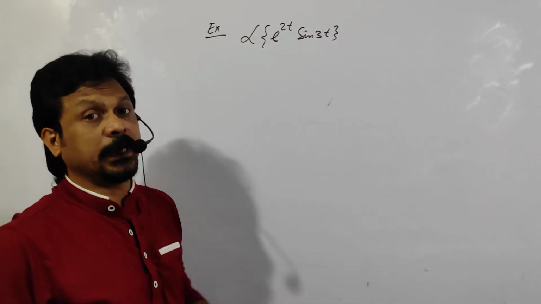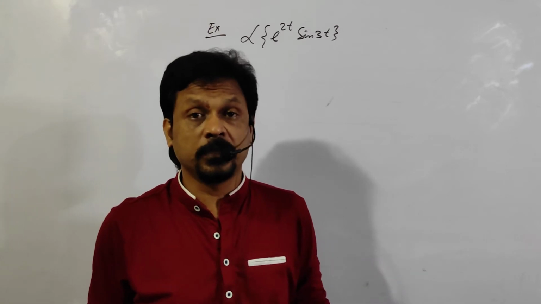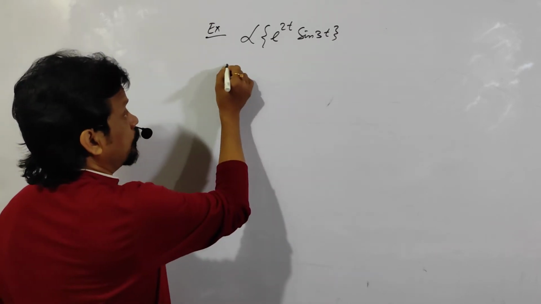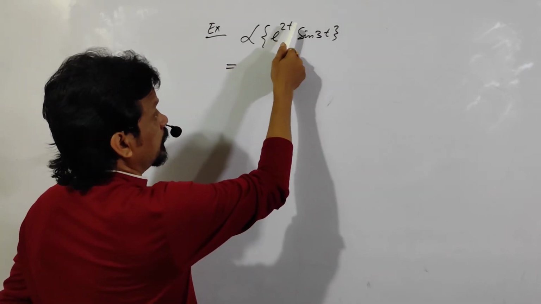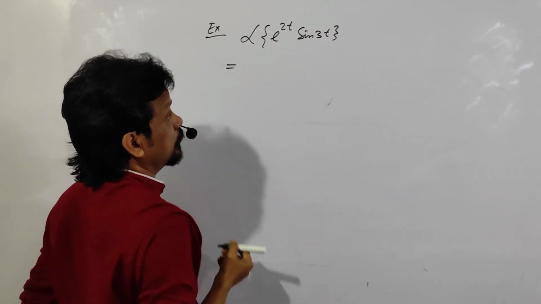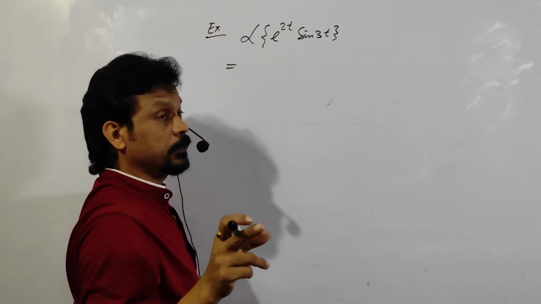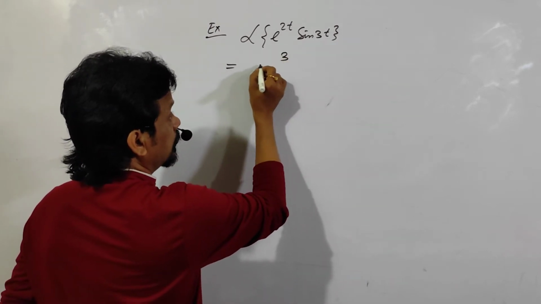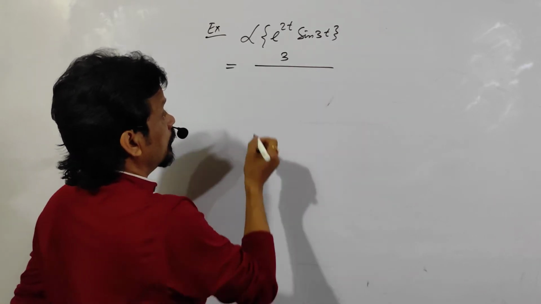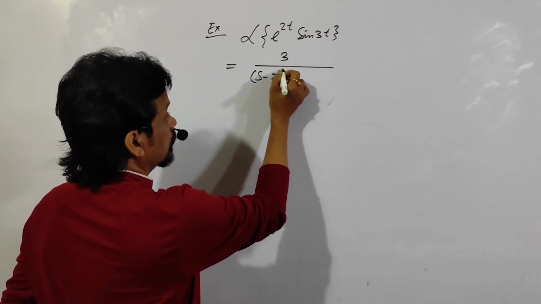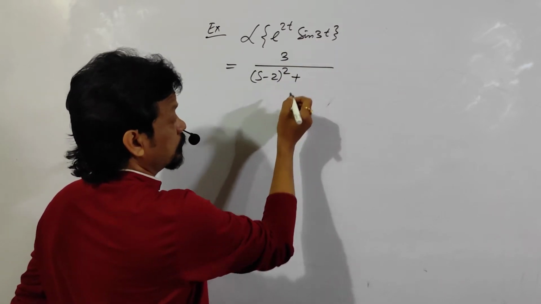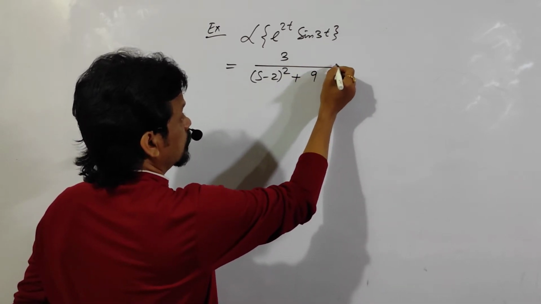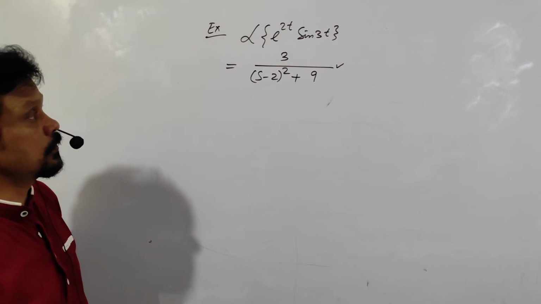This problem you should apply directly for a 1 mark question. But if it is a 2 mark or 3 mark question, then you should do it by process as I have done it. Okay. But I am doing it directly. It is in the form of e to the power at into sin bt. So recall, what is the formula for sin bt? It is b by s square plus b square. Here b is 3. 3 by (s minus 2) whole square. It is a trigonometric function, so the plus sign should be there, plus b square. B square means 3 square, it is 9. So this is the answer: 3 by (s minus 2) whole square plus 9.